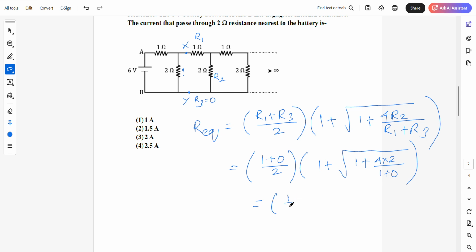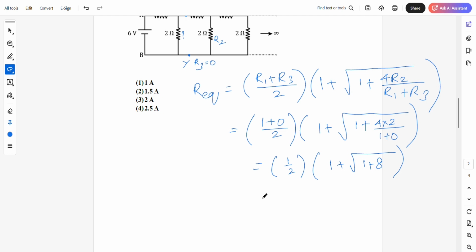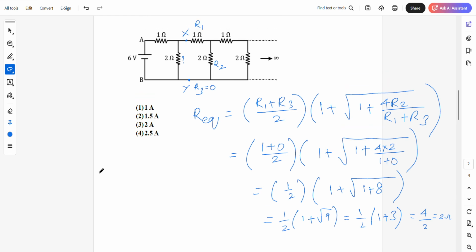That becomes 1 by 2 into 1 plus square root of 1 plus 8. I am doing it step by step so that you can understand very clearly. That is 1 by 2 into 1 plus square root of 9, which is 1 by 2 into 1 plus 3, which is 4 by 2, equal to 2 ohm. So 2 ohm is the equivalent resistance between x and y.